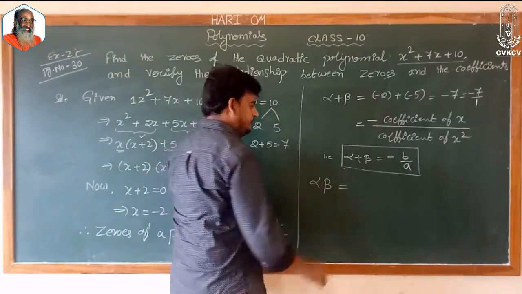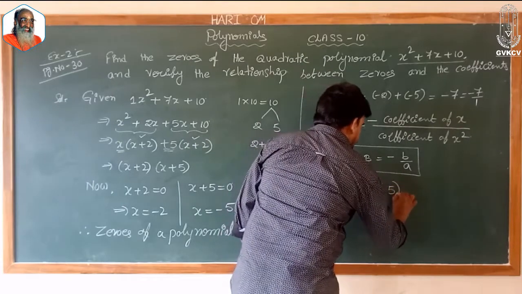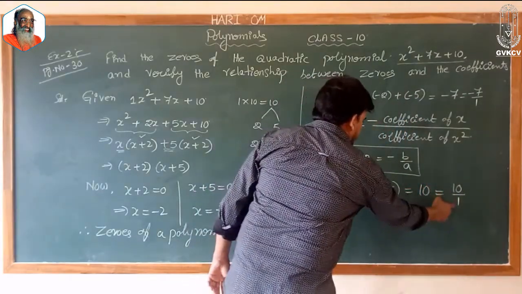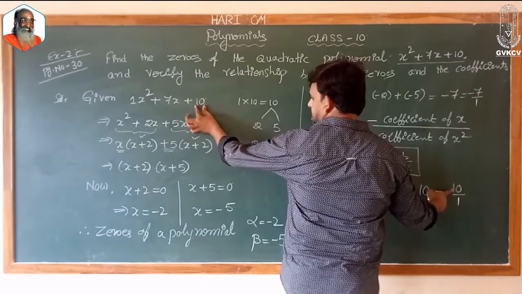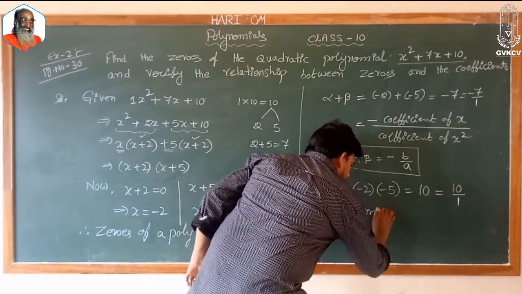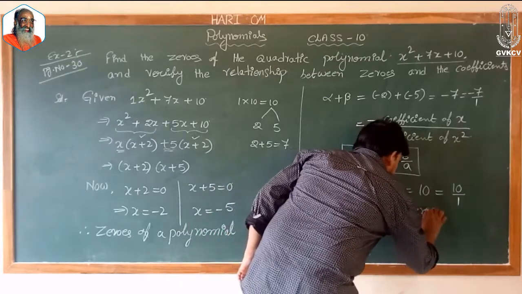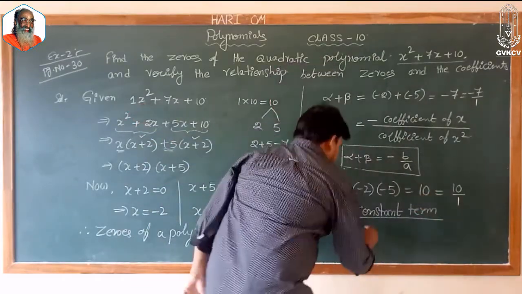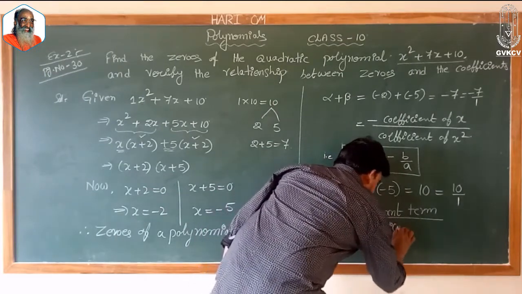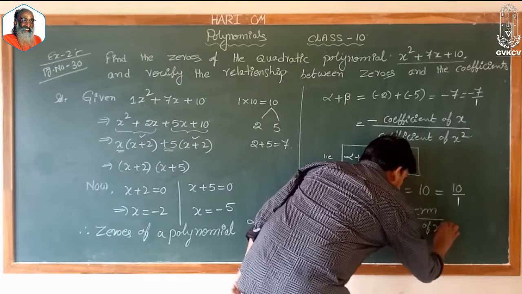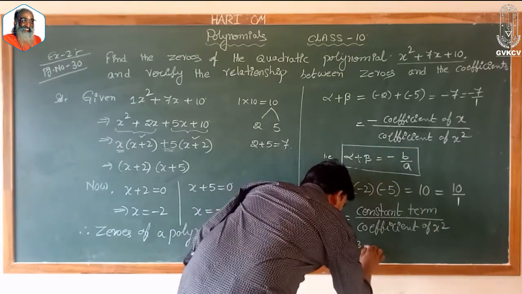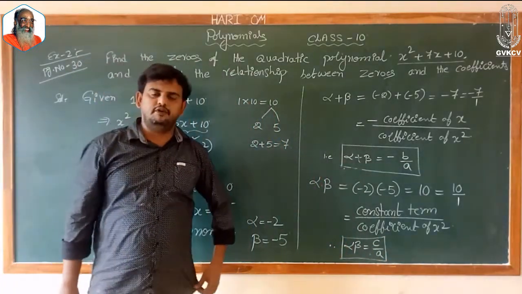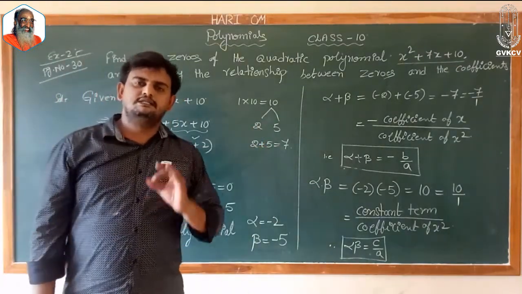Alpha into beta: the alpha value is minus 2, the beta value is minus 5, that is nothing but 10. It can be written as 10 by 1. What is 10 here? 10 is the constant term. And the value of 1 is the coefficient of x square. So alpha into beta is nothing but c by a. This is our second relation. So finally, both relations are satisfied.